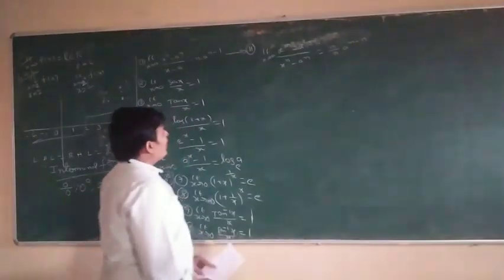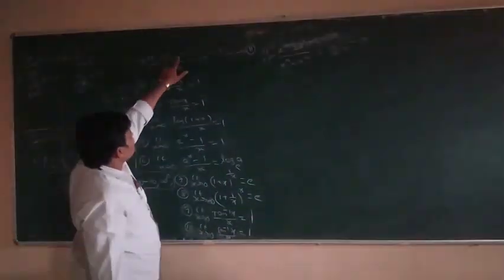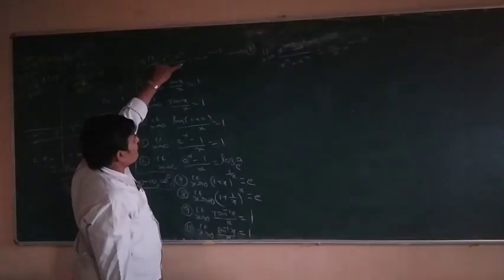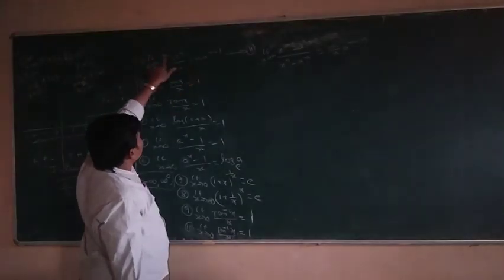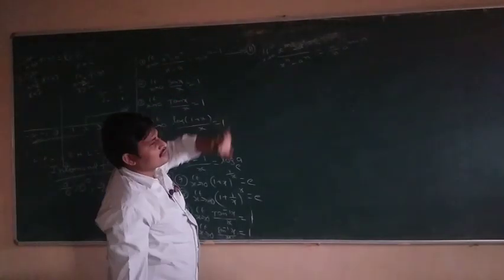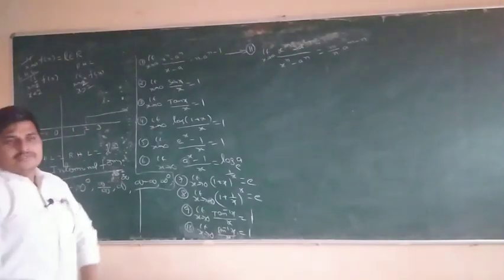Limit x tends to a, only x power n minus a power n by x minus a. Here x power 1, this is a power 1. So here m is equal to n is equal to 1. Related formulas. Okay, next.